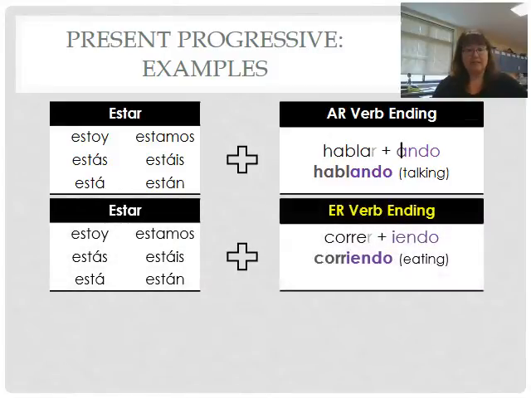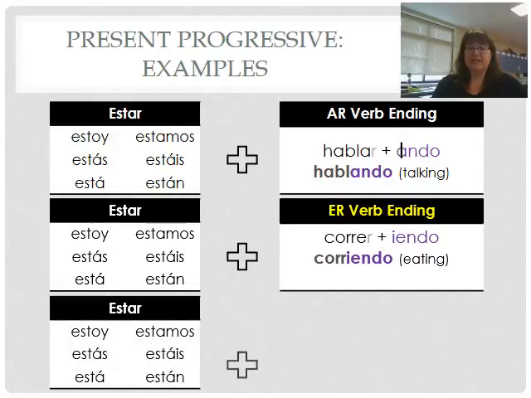Again, estar, but let's look at an ER verb. So we have correr. Now that whole dropping the R versus dropping the last two letters gets a little tricky here because you'll notice if you drop the R, you can't just add IENDO because you already have an E here. So for ER and IR verbs, I might go ahead and just drop both of them. Drop the ER, add an IENDO. Unless you can think of another rule to use for yourself that would help you.